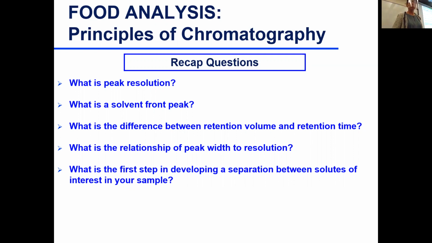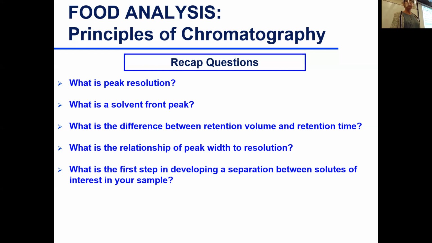Okay, so just to continue, we were talking about resolution last time. What is peak resolution? What's the definition, Pam? When the peaks are sharp. Yes, sharp and good separation of peaks. Yes, so resolution means resolving two compounds from each other, separating them from each other. You get good peak resolution.